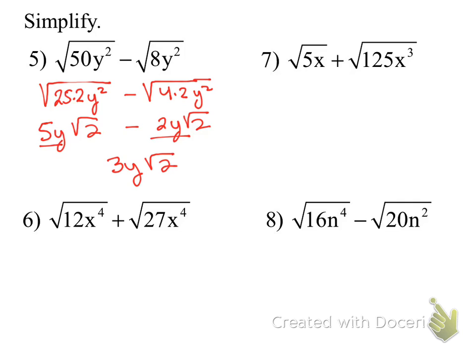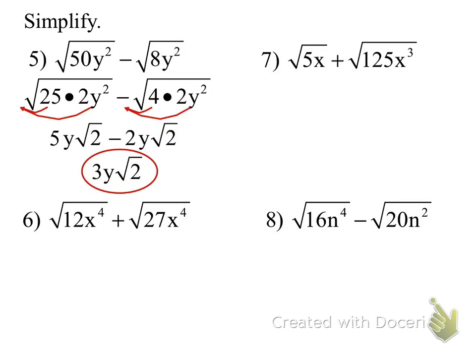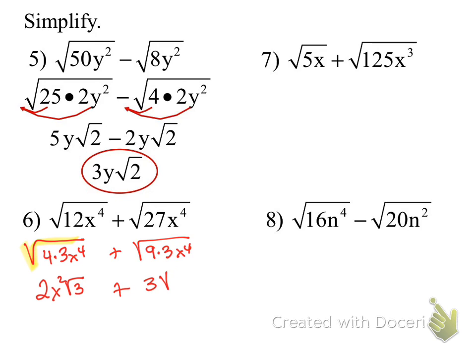Does that make sense, Nicole? Yeah. Okay. All right, you want to try the rest on your own? Yeah. Pause it. Okay, let's go. 12 breaks down to, whoa. Go, Mike. 4 times 3, x to the 4th. This breaks down to 9 times 3x to the 4th. And how do I simplify it? 2x squared rad 3, plus 3x squared rad 3. Good. And since it's 2x squared plus 3x squared, that makes 5x squared rad 3.